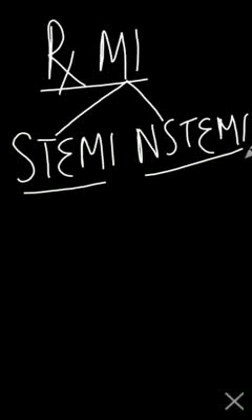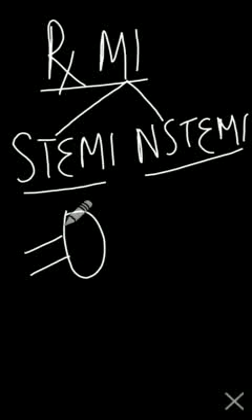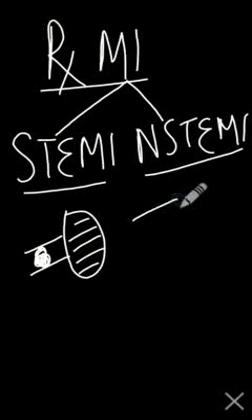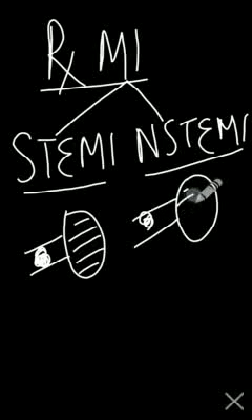The difference between the two, STEMI and NSTEMI, is that in STEMI, suppose this is the coronary vessel supplying the heart. In STEMI, the whole of the coronary vessel is thrombosed and the whole of the heart muscle is necrosed. While in NSTEMI, there is partial thrombosis of the coronary vessel and partial necrosis of the heart muscle.